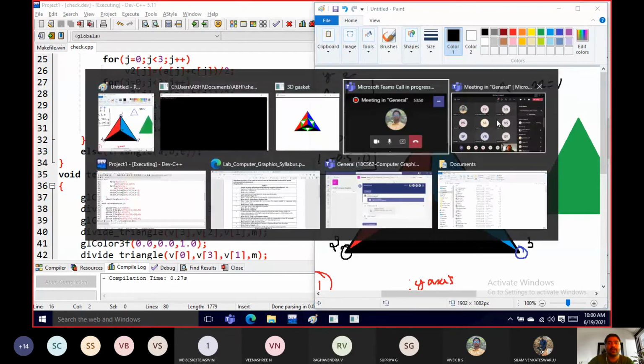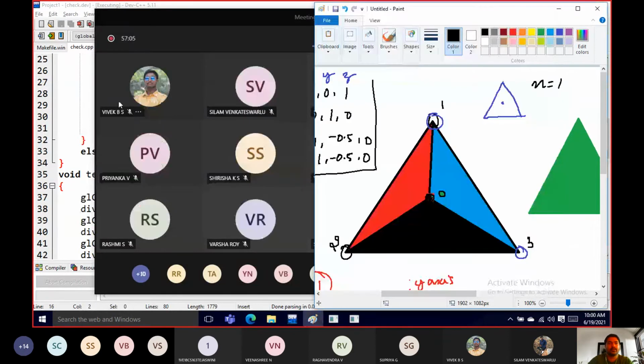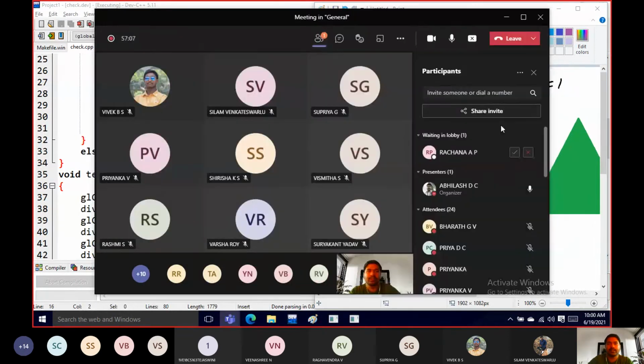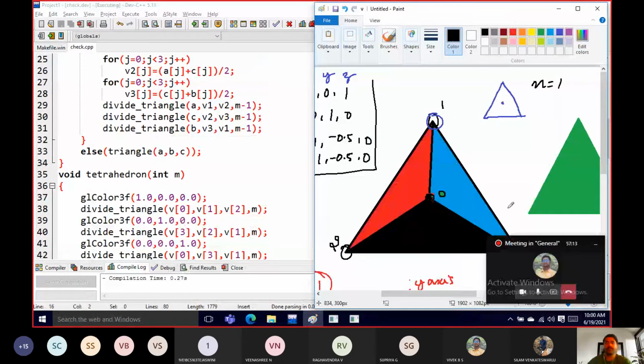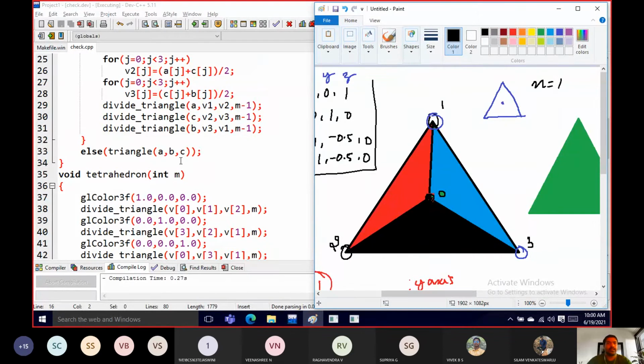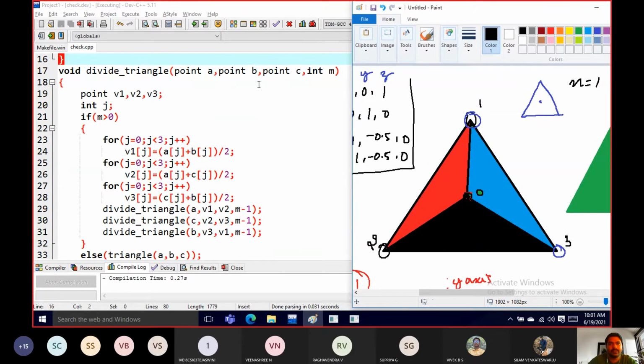So next we'll look into the value of 2 with the case. Okay, people are joining pretty late. All right, once I send these 0, 1, 2 values to divide triangle, let's come to divide triangle. Divide triangle is actually accepting 3 values: point A, point B, point C.